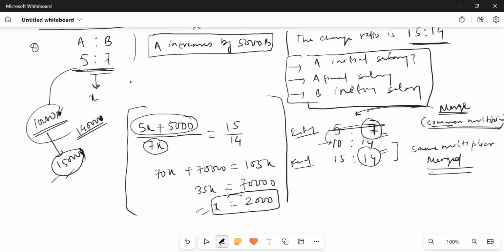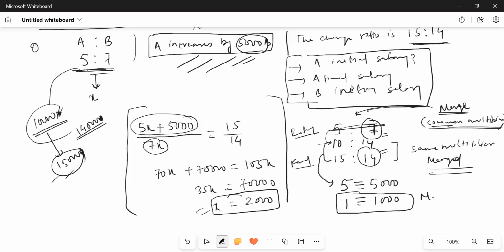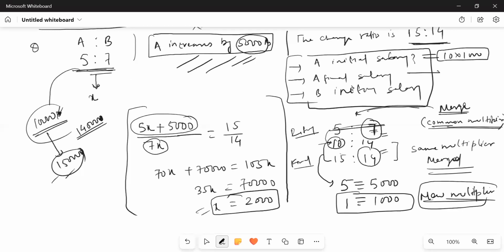Now after merging, I will check what the change was. A has increased by 5,000, and here A is increasing by 5. So this 5 has a value of 5,000, then 1 has a value of 1,000. This is my multiplier. So now if someone asks me the initial salary of A, it is 10 into 1,000, because I found the multiplier and the ratio term is 10. A's final salary is 15 into 1,000.